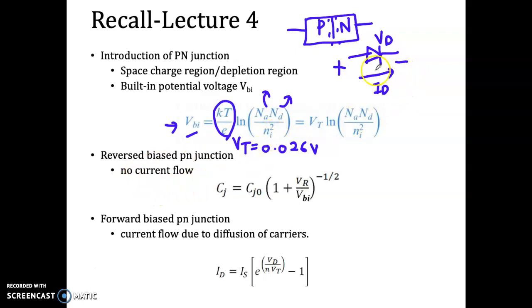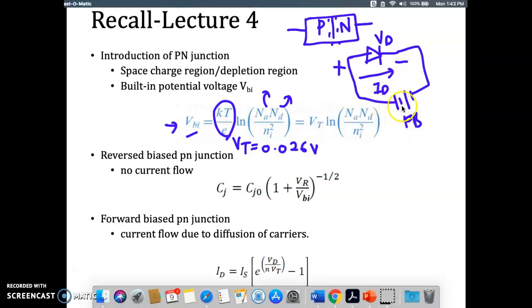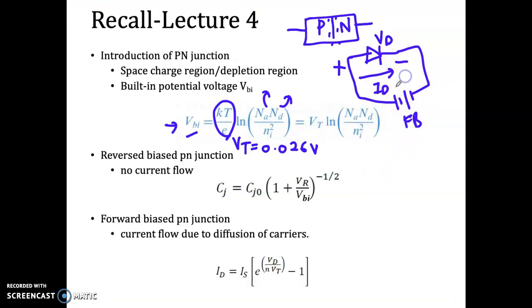When you apply positive and negative, this will be forward bias. When your positive is connected to the P and negative connected to the N, this will be forward bias and then you can get the current. What is the formula for the current? It is this formula. What will happen at reverse bias?